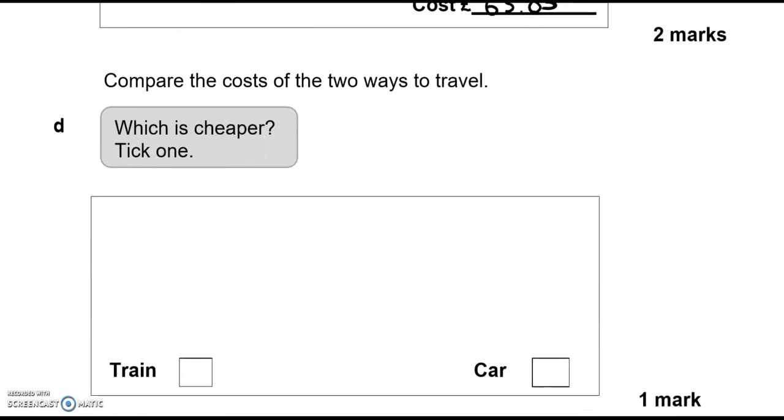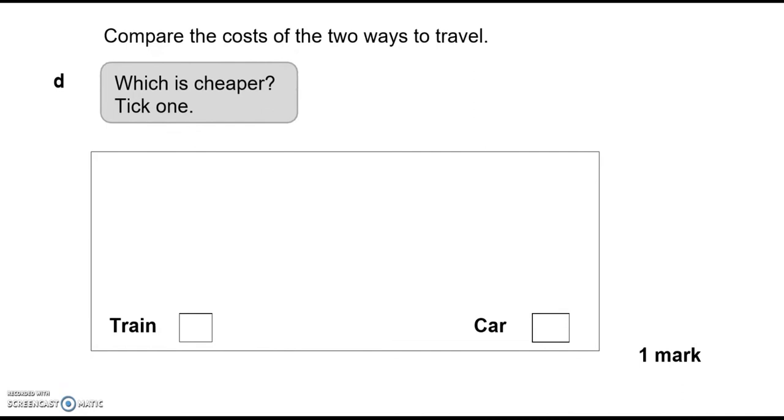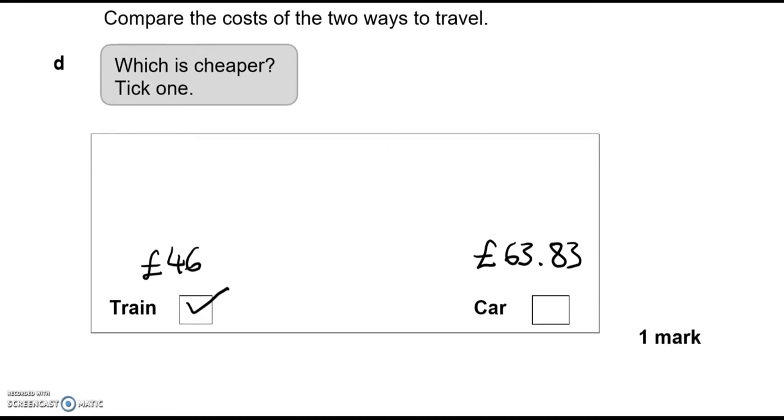Compare the costs of the two ways of travel. So we've got to compare how much it costs by train and how much by car. So by car it costs £63.83, and by train it was £46 based on the previous questions. So which one is cheaper? Train is cheaper.